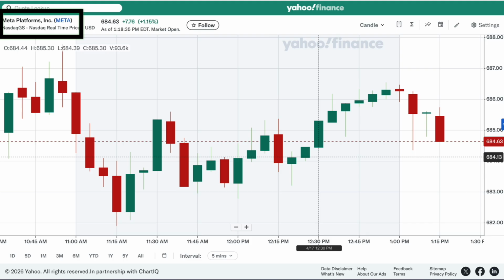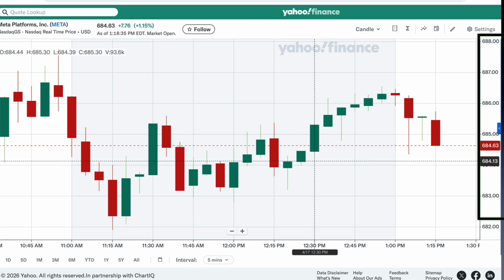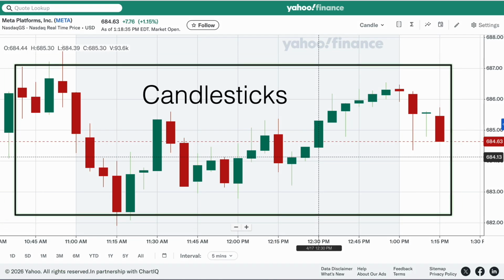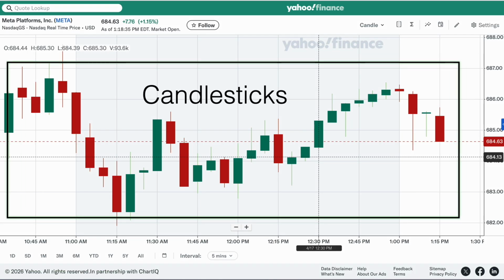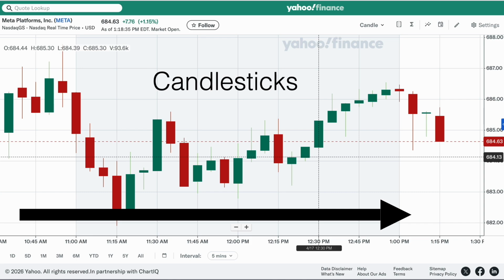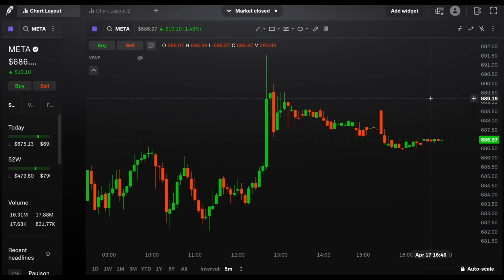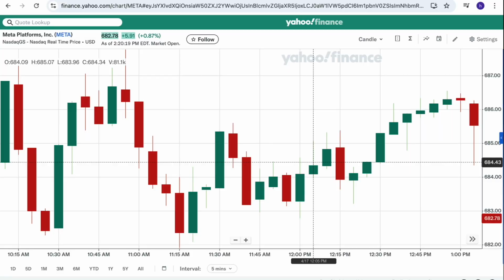Over here to the right, we have the price line, which is displayed vertically. Down here at the bottom, we have the time frame, which tells us when these price movements are happening. And the star of the chart are the candlesticks, which form from left to right. Now each platform may look a little different, whether it's Thinkorswim, Webull, or Robinhood. They all display the same information. Today, we're using Yahoo Finance, which is free and available without a login. Just keep in mind, Yahoo Finance is not a broker.